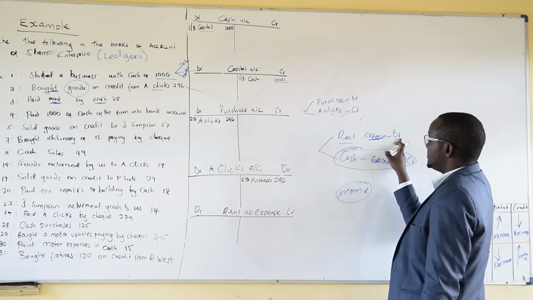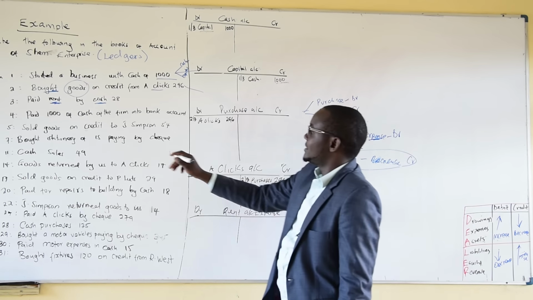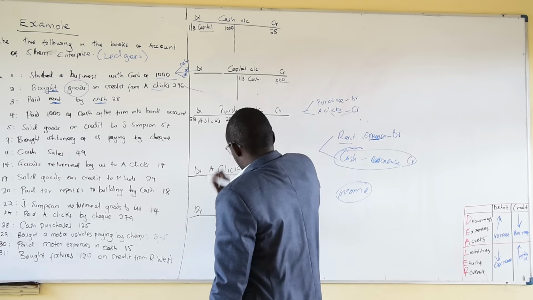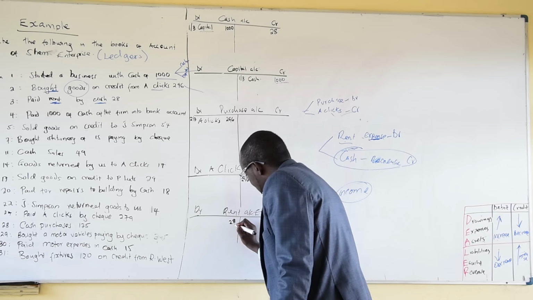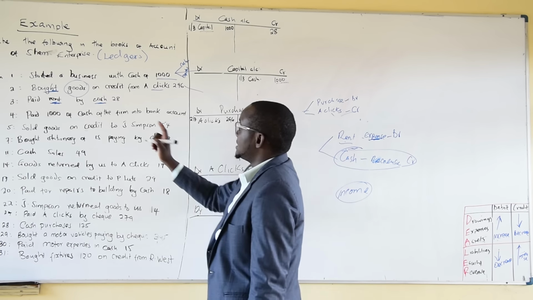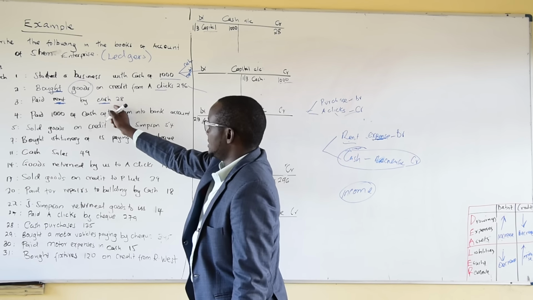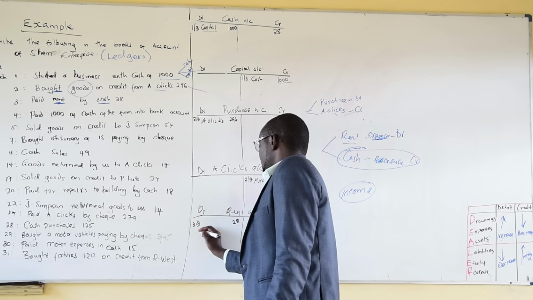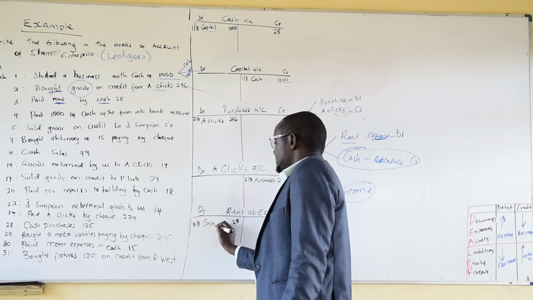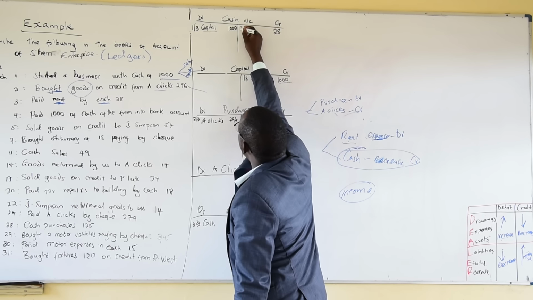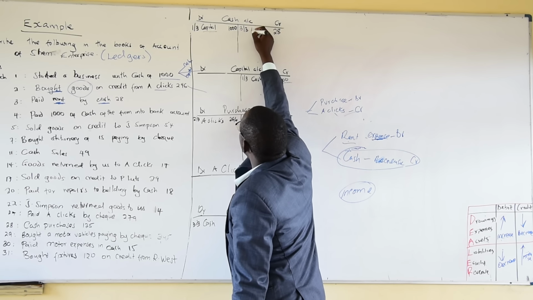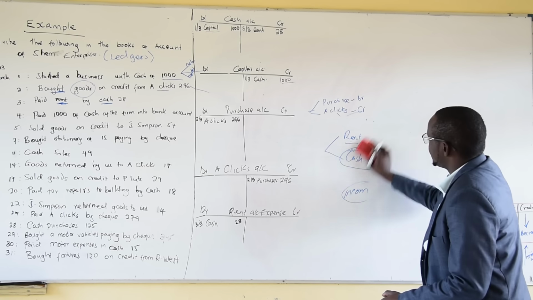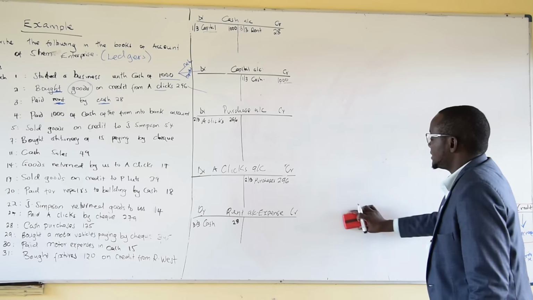Remember, I'm supposed to debit rent and credit cash. The amount is 28. So I write here cash 28, and I also debit rent 28. Then I show where the money went. This rent was paid on 3rd of March and it was paid using cash. That cash went to pay rent. Let's go to the next one.